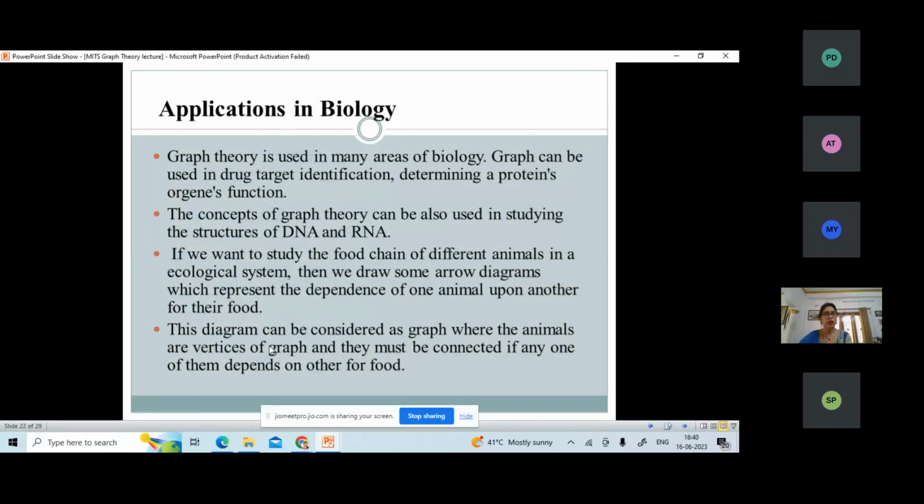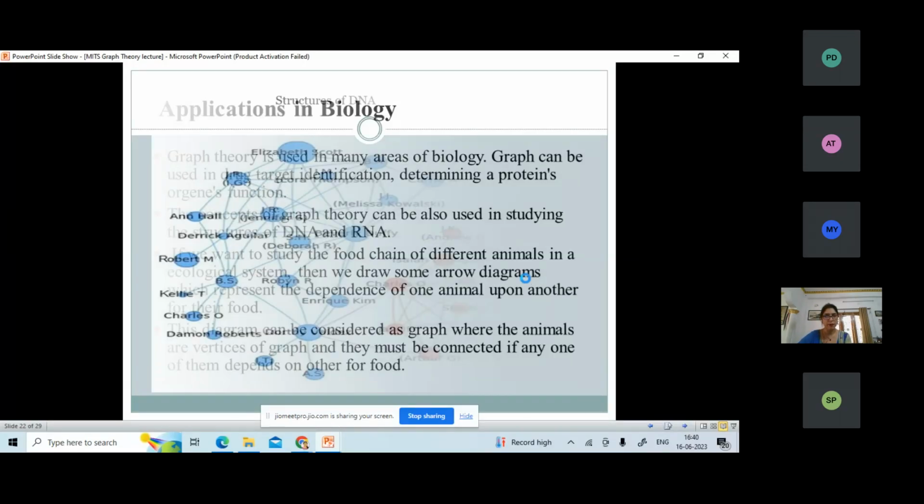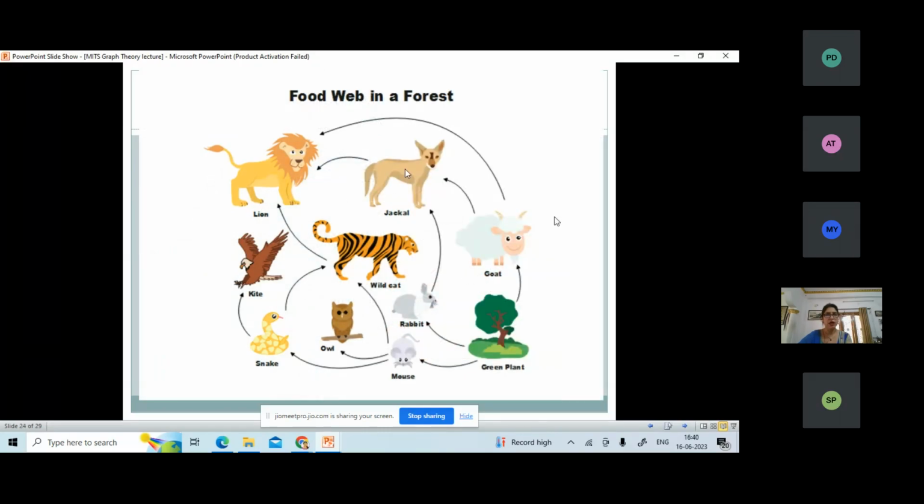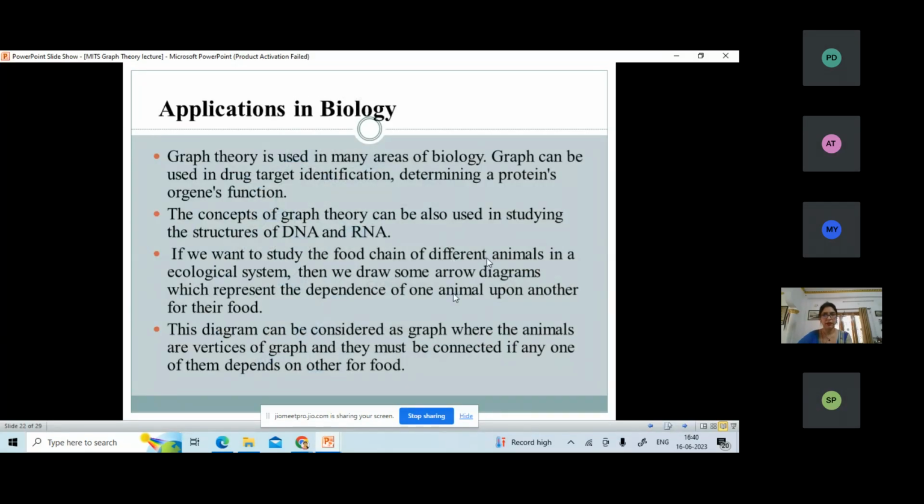If we want to study the food chain of different animals, as we show, this is the food chain of the animals for maintaining the ecology system. Then we draw some arrow diagram. We represent the dependence of one animal upon another for their food. This can also be considered a graph where the animals are vertices of the graph, and they must be connected if any of them depends on another for food.